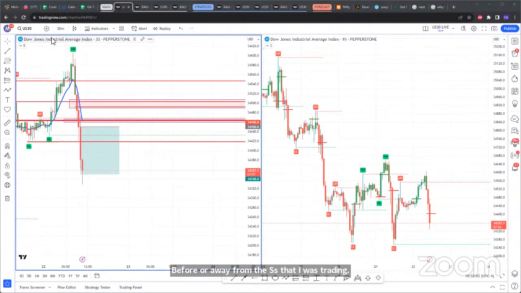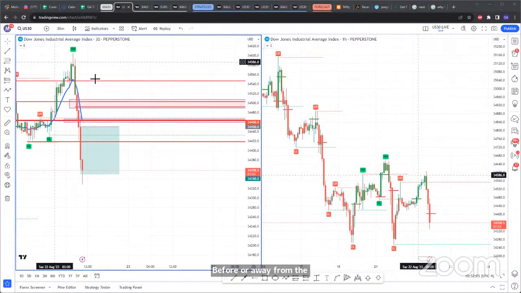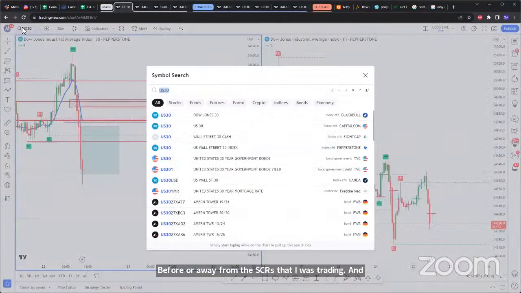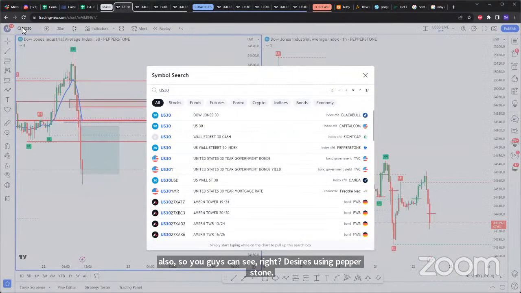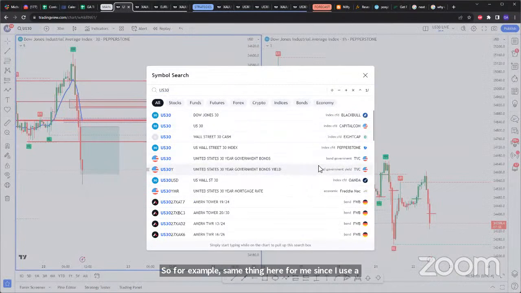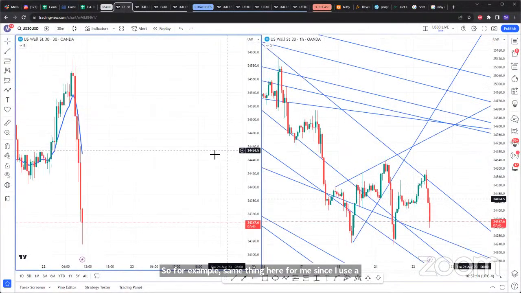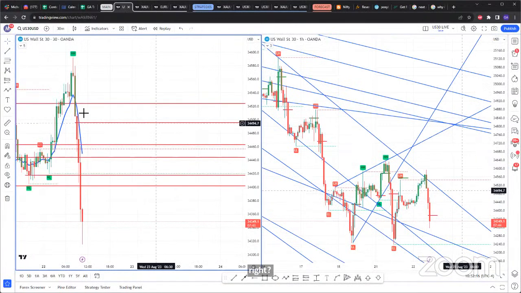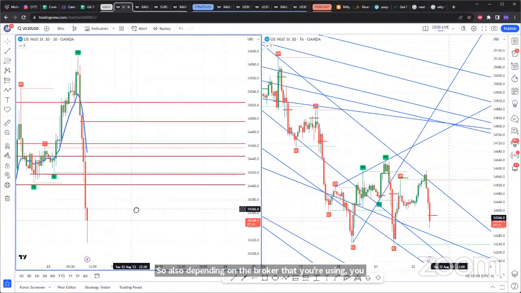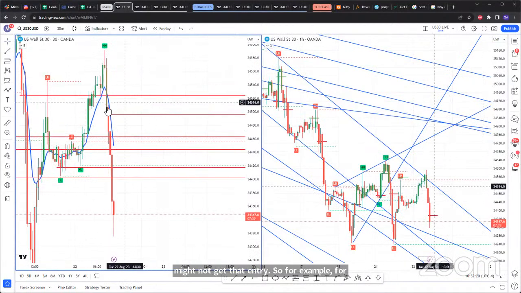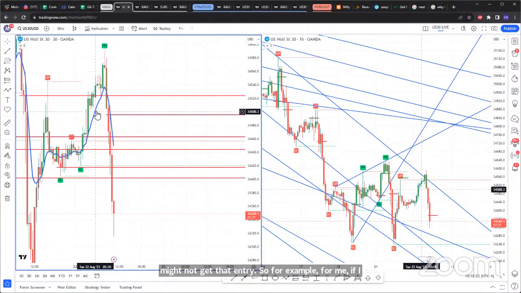And also, you guys can see Desire is using Pepperstone. So for example, same thing here. For me, since I use Oanda, you'll see that the entry wasn't there on Oanda, right? So depending on the broker that you're using, you might not get that entry. For example, if I was using Oanda, you can see that entry isn't there.